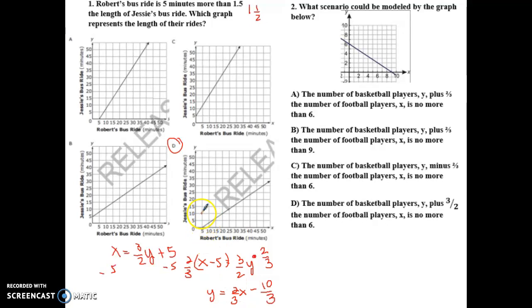So the slope of this line should be 2/3, right? So up 2 to the right 3, that works. Up 2 to the right 3, that also works. That doesn't work, and then that doesn't work. So we know A and C is wrong. And then the y-intercept is a negative 10/3, which is a negative 3 1/3, which is down here somewhere. That's why D is the correct answer.